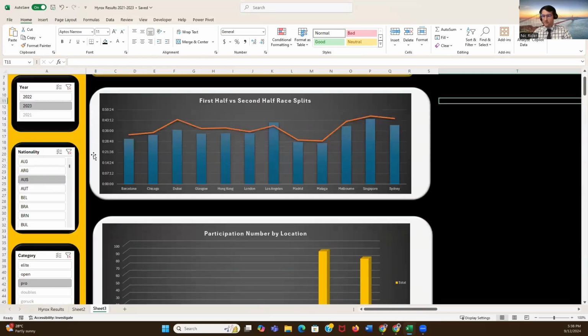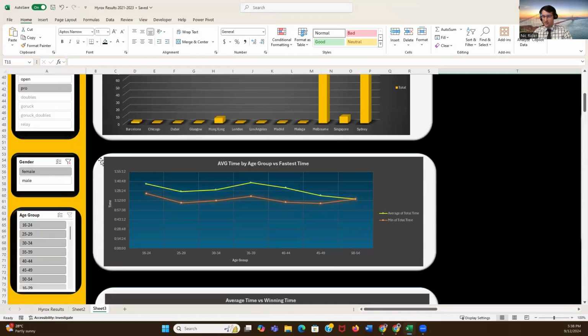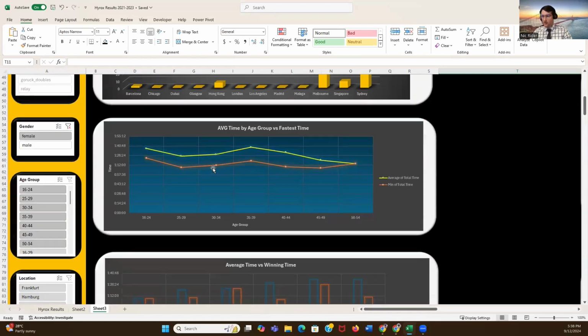We've really seen the women really drop their times there, the Australian women. So probably have to be a little bit quicker than that now, but it goes for all this data across the board. Okay, next we have here 30 to 34, an hour 11, and then the average is an hour 28.